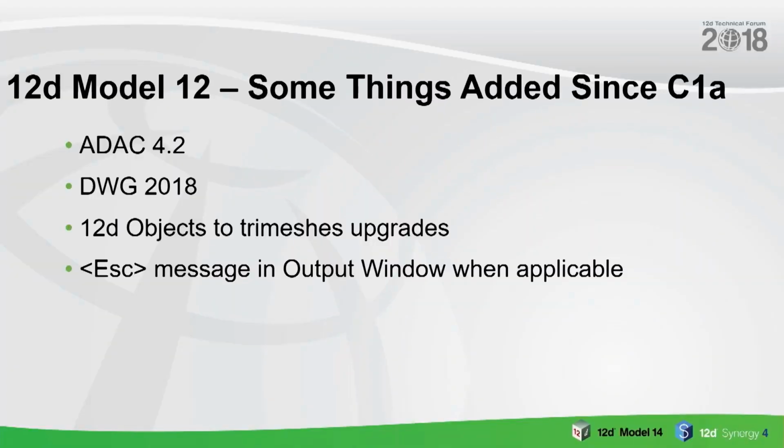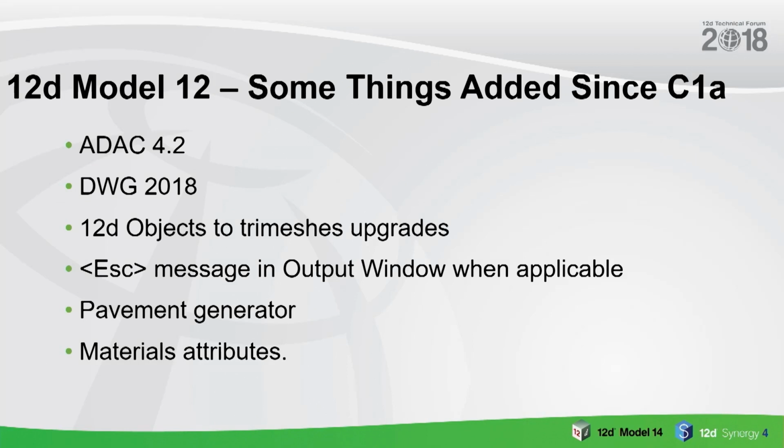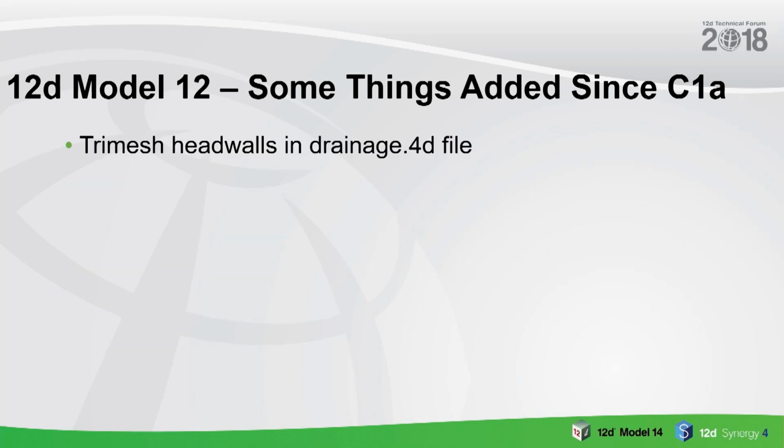An escape, so if you knew you could escape by hitting the escape key, it tells you in the output window, because no one ever knew when. There's some pavement generators for doing a lot of stuff and building pavements just from the design top surface for a lot of the construction people and even our designers. A whole lot of things with material attributes. That all went in since we released it.